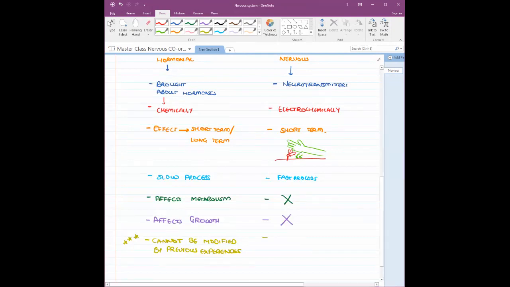When we talk about nervous coordination, guys, this can be modified. For example, let's just try to see. My question to you guys: have you taken your finger and put it into an electric socket? I'm damn sure you must have done this once or twice. I'm sure of it, right?